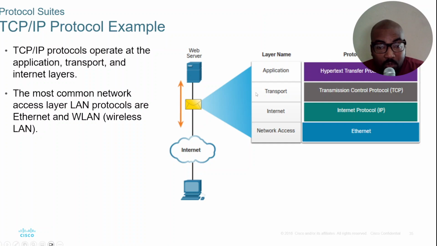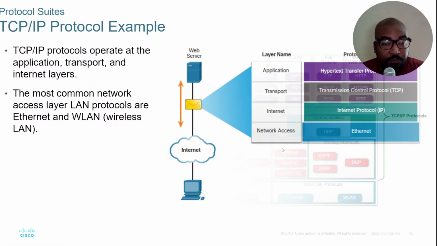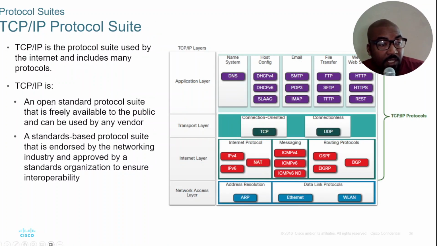TCP/IP protocol example: network access, internet, transport, and the application layer. So they essentially put all of those in. This is like a protocol stack. They all work together here in the local area network. TCP/IP is an open standard protocol suite that is freely available to the public and can be used by any vendor. It is a standards-based protocol suite endorsed by the network industry and approved by a standards organization to ensure interoperability.